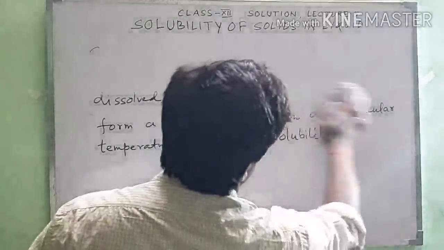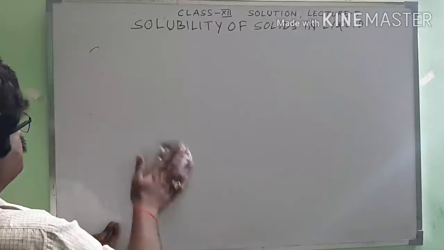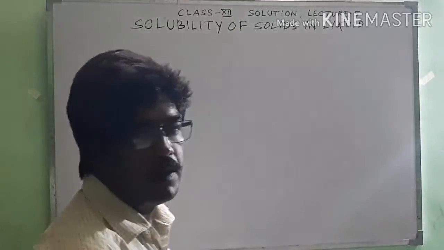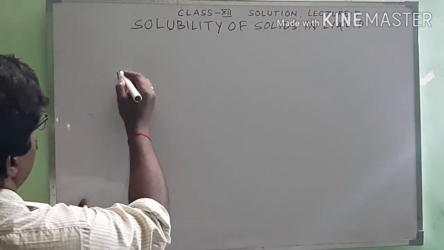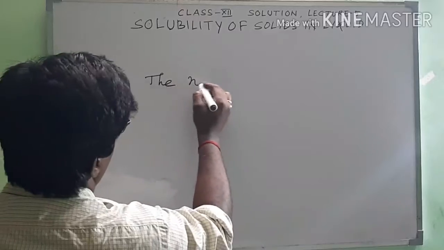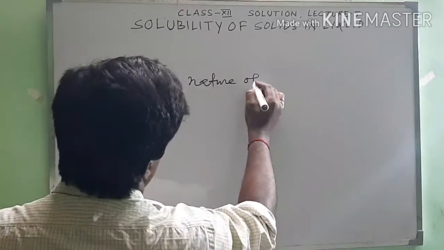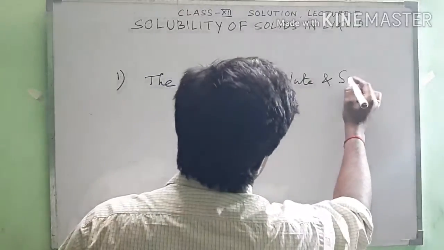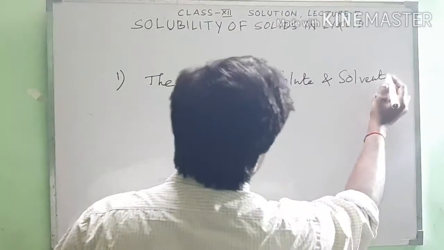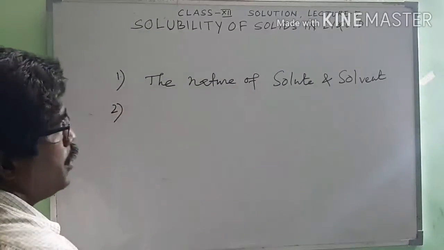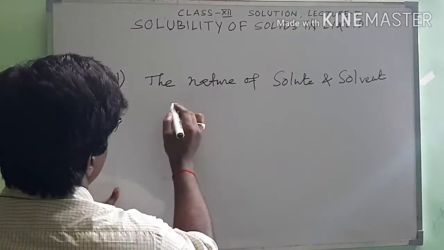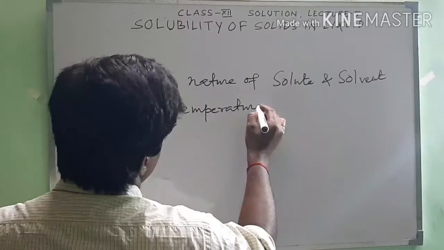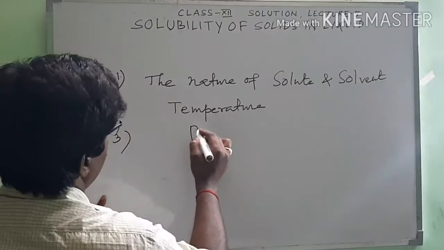The solubility of solids in liquid depends on number one, the nature of solute and solvent. Number two, temperature. Number three, pressure.